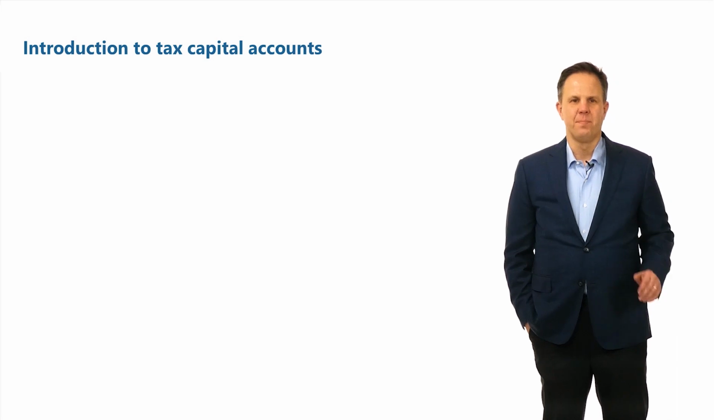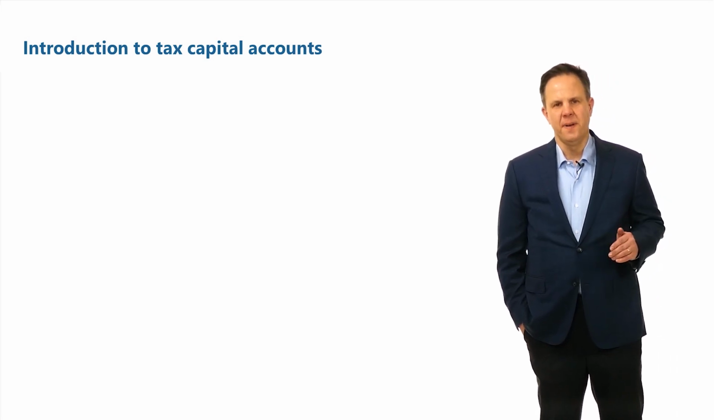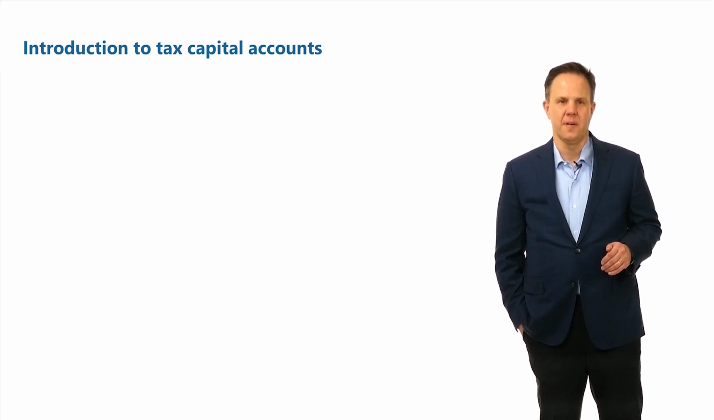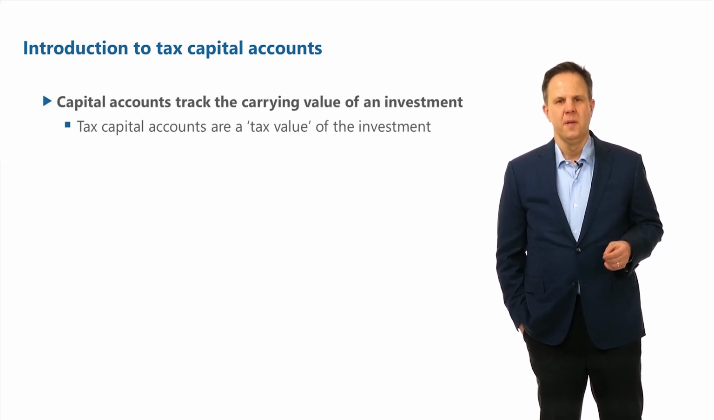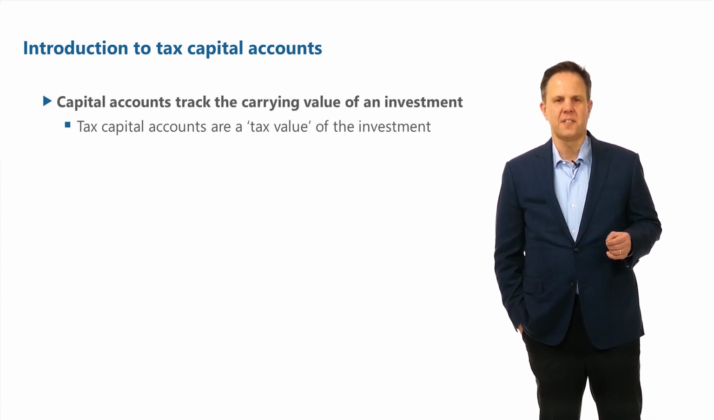Now that we understand the broad deal structure, cash benefits, tax benefits, and allocations, we can get into capital accounts. And we will start by defining a capital account. A capital account tracks the carrying value of an investment. In our case, we will focus on tax capital accounts. You can think of this as the tax value of the investment of each partner.